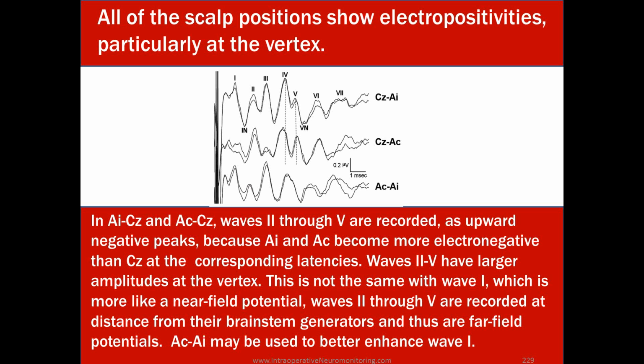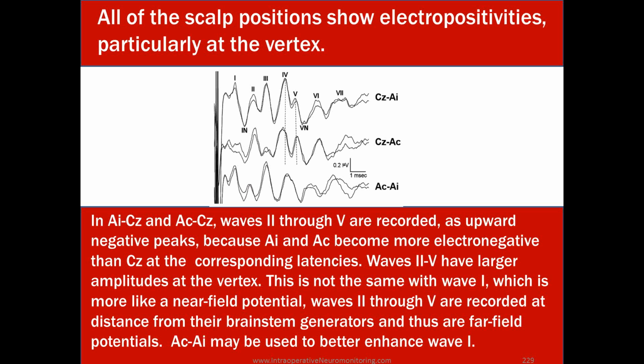In the auricular ipsilateral to CZ and the auricular contralateral to CZ, waves 2 through 5 are recorded as upward negative peaks because the auricular ipsilateral and auricular contralateral become more electronegative than CZ at the corresponding latencies. So all they did there was switch your active and reference electrodes, and it becomes more negative than before. Waves 2 through 5 have larger amplitudes at the vertex.